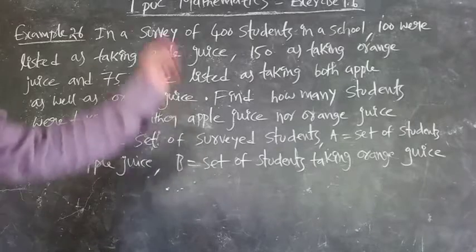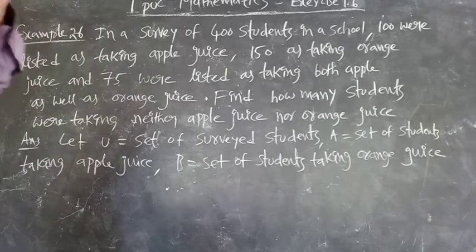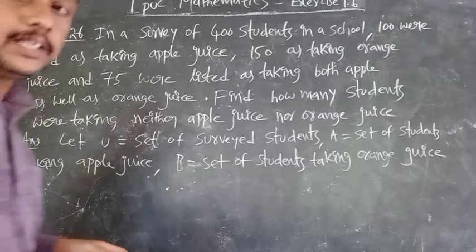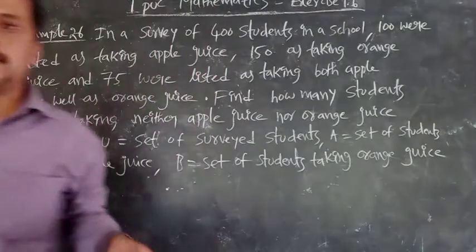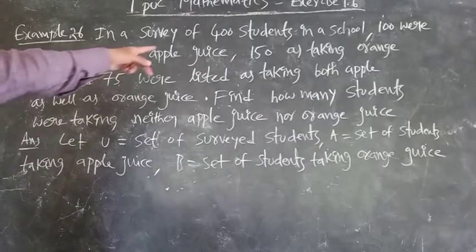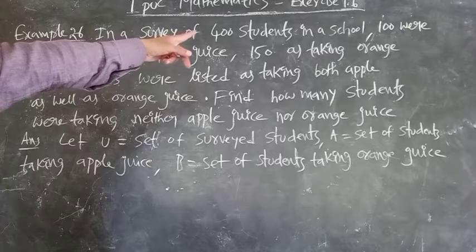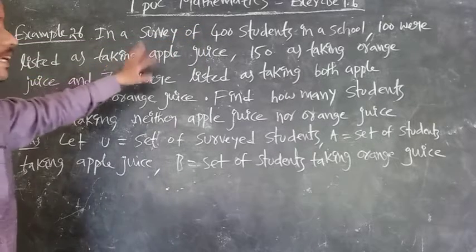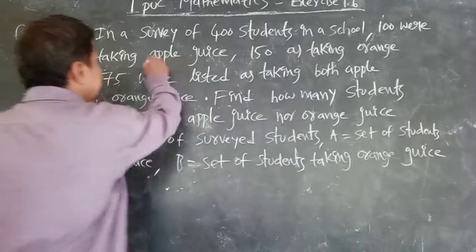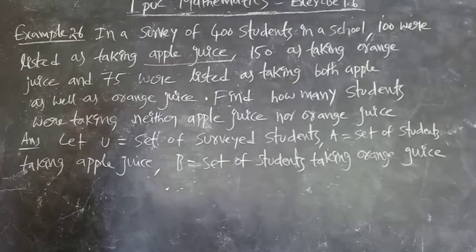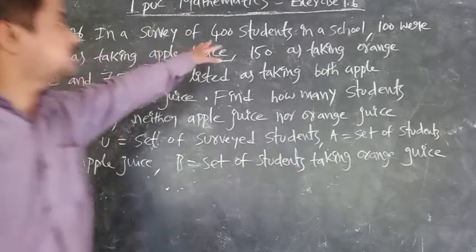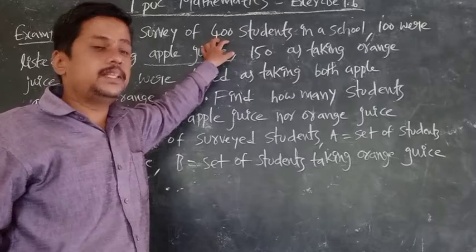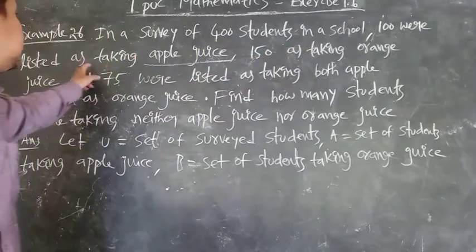See, next question. Example 26. Example 25 was already done in the last video. Let us see example 26. In a survey of 400 students in a school, 100 were listed as taking apple juice. So one survey was made. In that survey, 400 members are there in total.